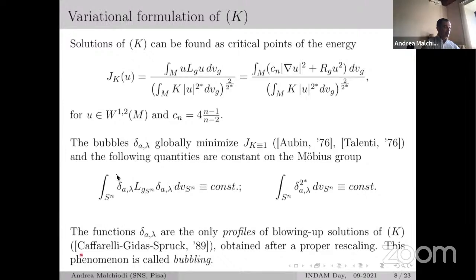So Caffarelli, Gidas, Spruck showed that these bubble functions are the only possible profiles. Whenever a sequence of solutions blows up, you can rescale them and see the bubble functions as the limiting profiles. So this phenomenon is called bubbling, because basically all blow-up profiles, in a sense, have a spherical shape after a proper rescaling.